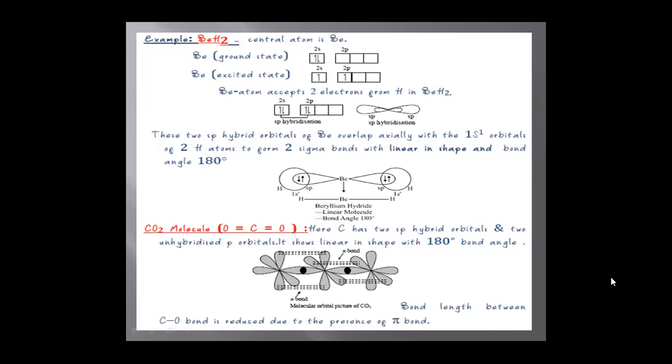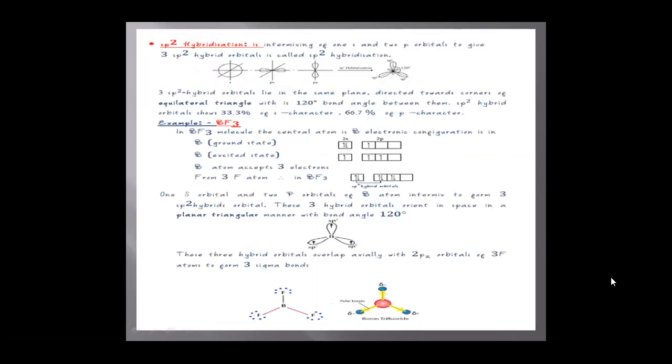Carbon monoxide molecule. Here carbon has 2 sp hybrid orbitals and 2 unhybridized p orbitals, and shows linear shape with 180 degree bond angle. sp2 hybridization is the intermixing of one s and two p orbitals to give 3 sp2 hybrid orbitals. These 3 sp2 hybrid orbitals lie in the same plane directed towards the corners of an equilateral triangle with a bond angle of 120 degrees.